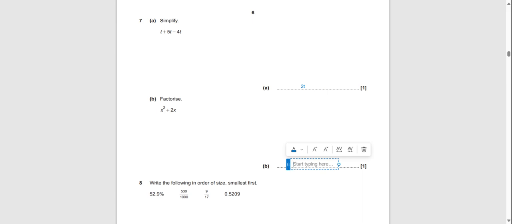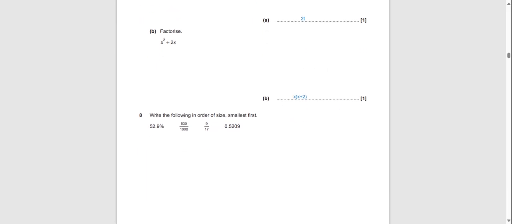Factorise means I'm going to put back into brackets. So what I'm going to do here is put x on the outside of my brackets. How do I make x become x squared? I times it by x. There's a plus there, so I'm going to put a plus in here. And then how do I make x become 2x? I times it by 2. So my answer is x, bracket, x plus 2, close bracket.